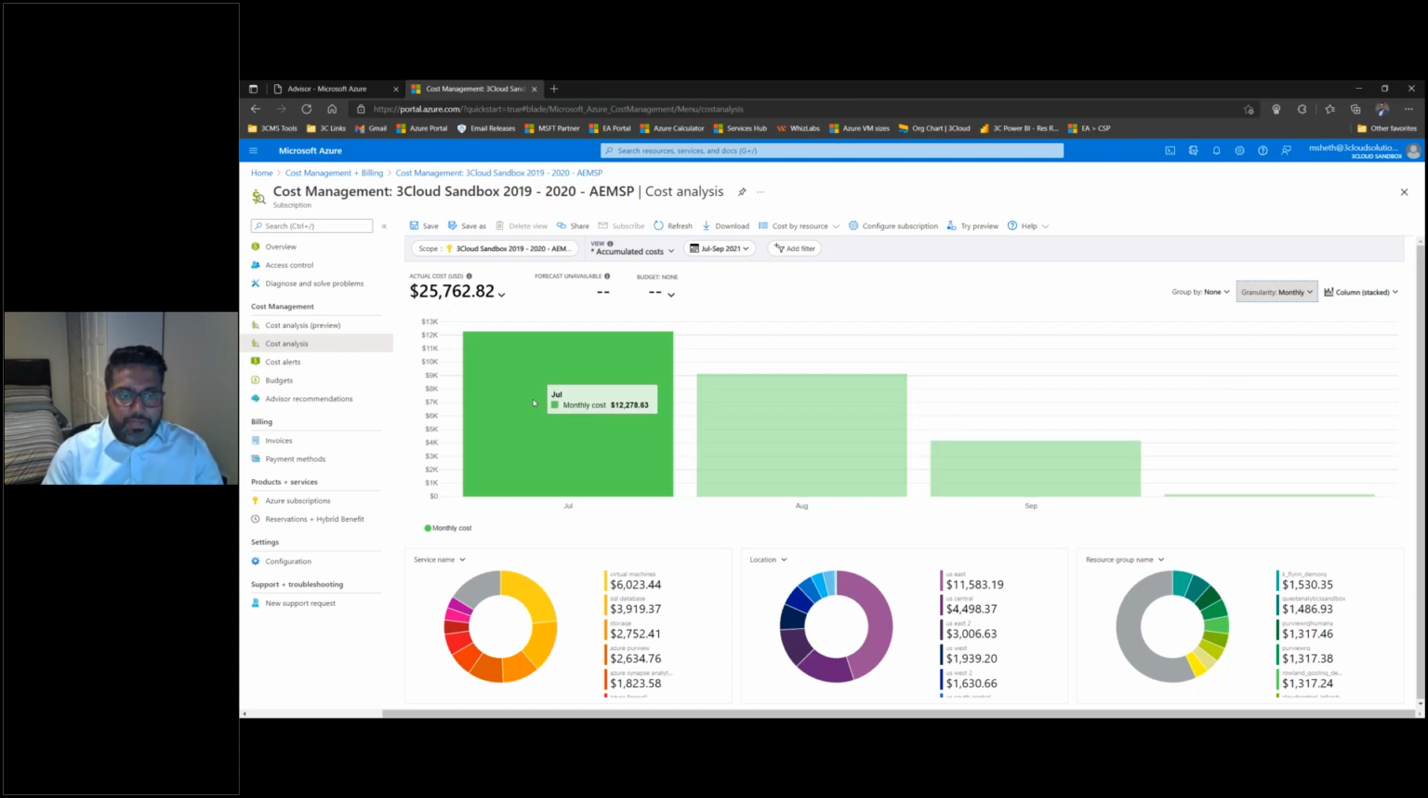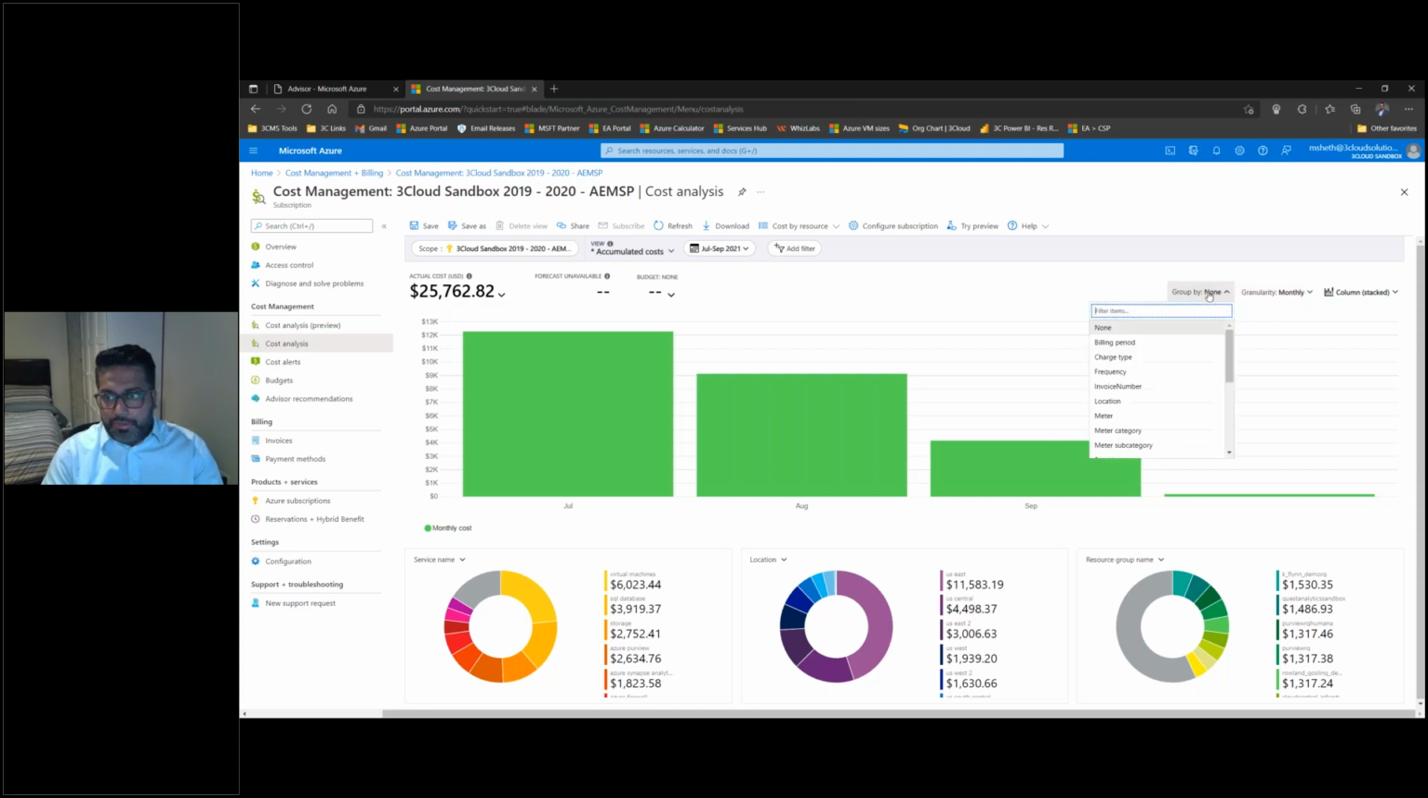So this is helpful. In July, I was at about 12,000, almost 300. Then I went to 9,000, took a decent dip, and I'm all the way down to 4,000 now. Well, why is that the case? What has changed, or what meters have had the biggest impact? One of the things I like to do is, again, use the group by. I like meter category or service name.